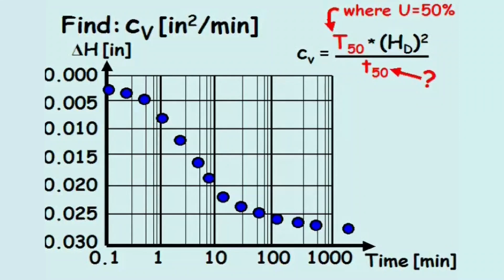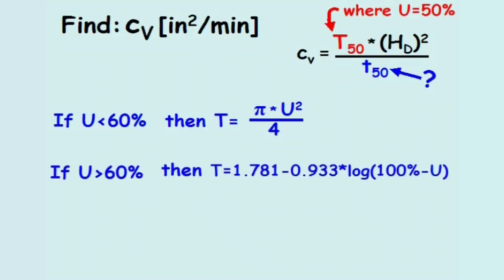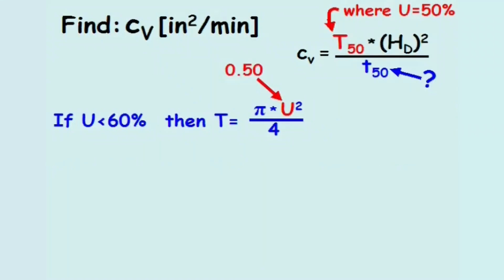Knowing the average degree of consolidation, or U, is 50%, we can solve for the time factor, big T. When U is less than 60%, T is about pi times U squared divided by 4, where U is a decimal. When U is greater than 60%, T is solved using this second equation, where U is a percent. Since U is 50%, we'll use the first equation. The time factor is 0.197.